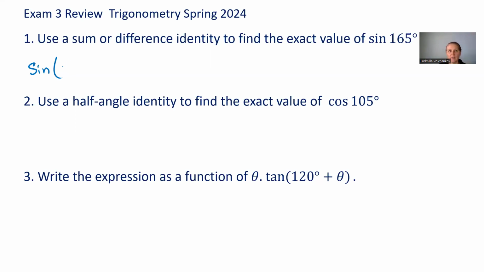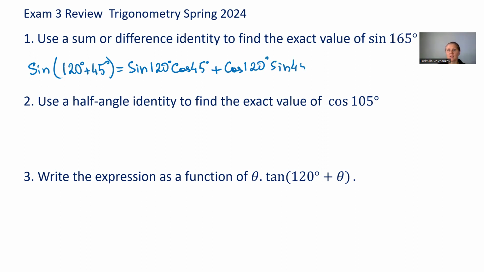Two special angles. Here we can use 120 and 45 degrees and then apply the formula for sine of a sum. Sine of the first angle times cosine of the second angle plus cosine of the first times sine of the second. Then you substitute the values of the angles and you're done.